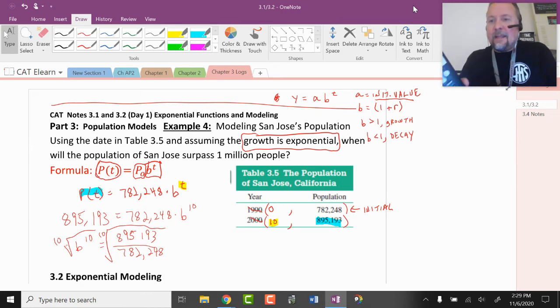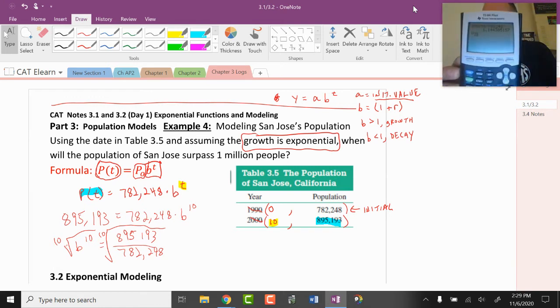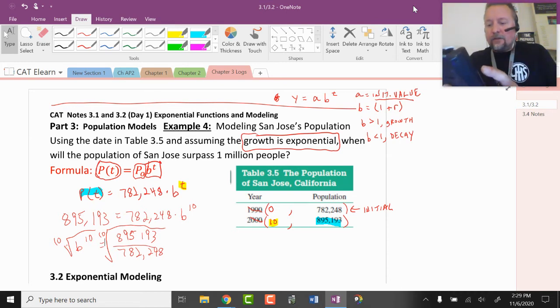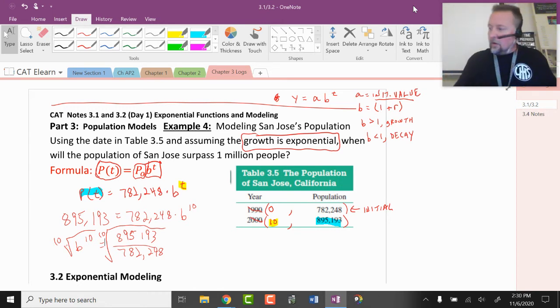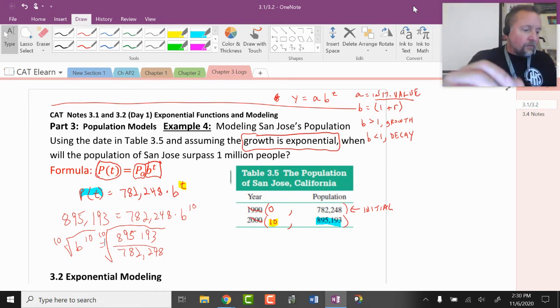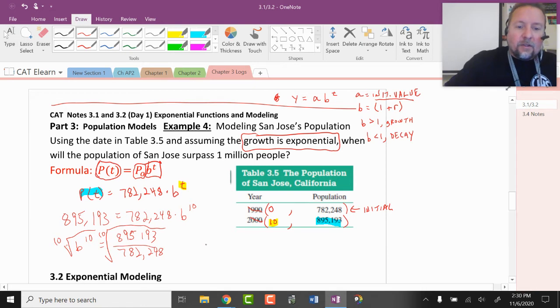So it's the 10th root. I hit 10 first, then I hit the root button. And if the X still stays there, that's fine. If you have an older calculator, it's all good. Answer, right? And then that is 1.01357. So that's what the B value is.